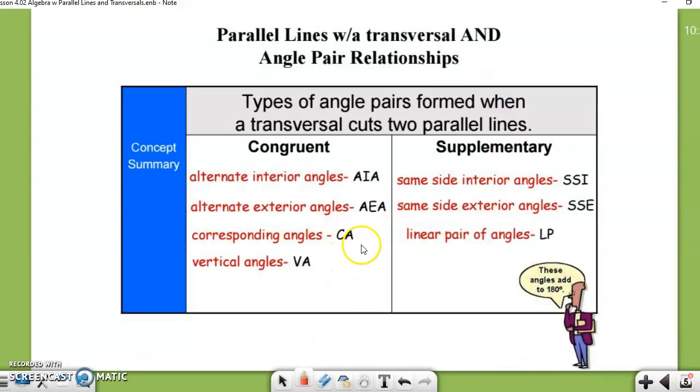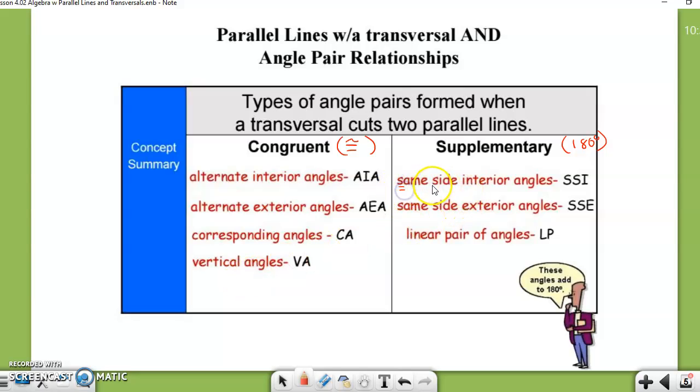So here is kind of a wrap up, and we're going to use these little shorthands to name our angles. So now you're either going to be congruent or you're going to be supplementary. Those are the only two choices. So you're either going to be setting your angles equal to each other, or you're going to be adding them together to equal 180. All of these, your alternate interiors, alternate exteriors, your corresponding angles, and your vertical angles, those are all congruent. Set them equal to each other.